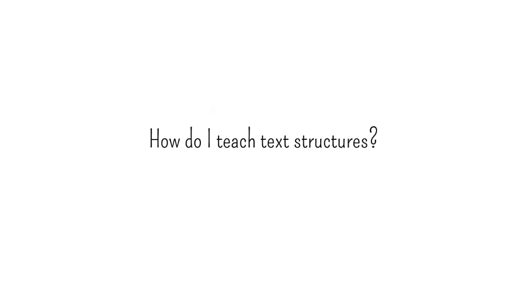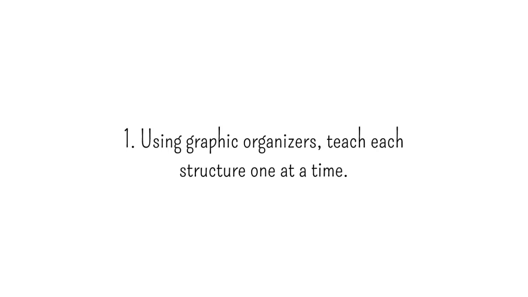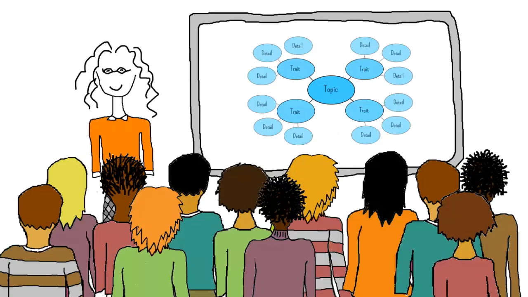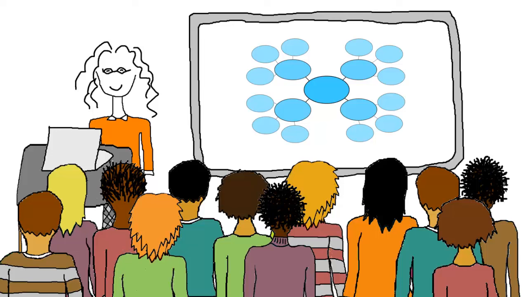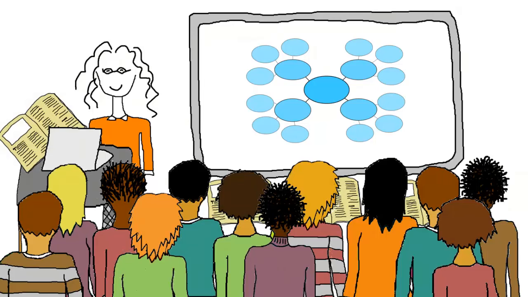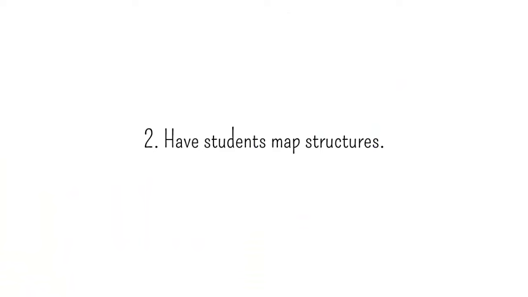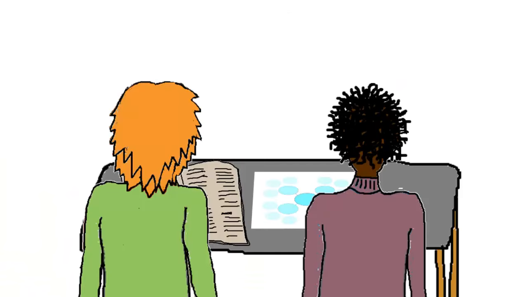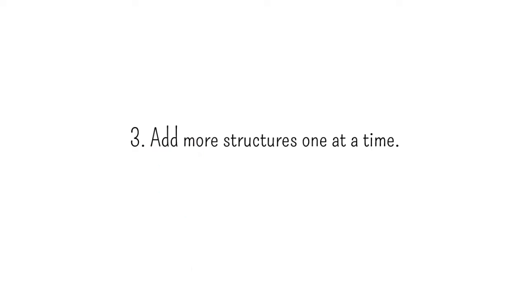So at this point, you might be wondering how to teach text structures. First, using graphic organizers, teach each structure one at a time. You can do this by showing students a given structure, then demonstrate how you fill it out as you read a text that's built on that structure. Then, have students map the structures. Give students their own passages and have them work in pairs to map out the structure themselves. After students have studied one structure, add more structures one at a time.